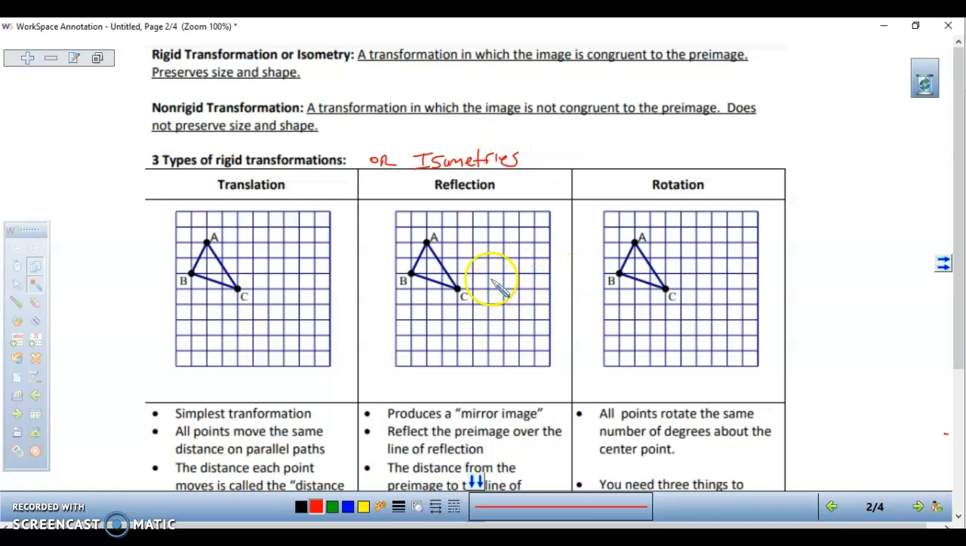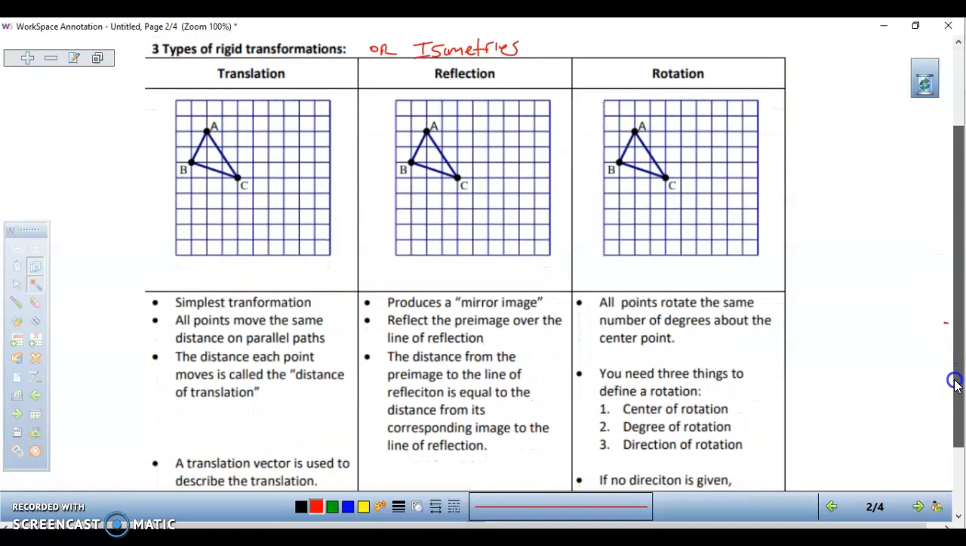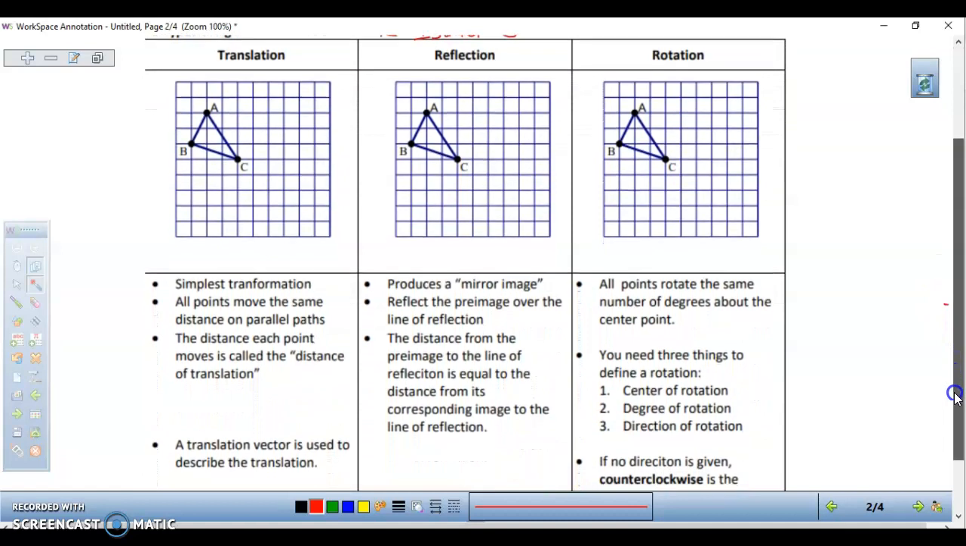Isometry. All right, so the first we're going to talk about is a translation. So a translation is the simplest of all of these rigid transformations. You're just going to take every point and slide them all the same direction and distance. Another word for this, by the way, is a slide. So all points will move on parallel paths the same distance. The distance that a point moves is called the distance of translation.